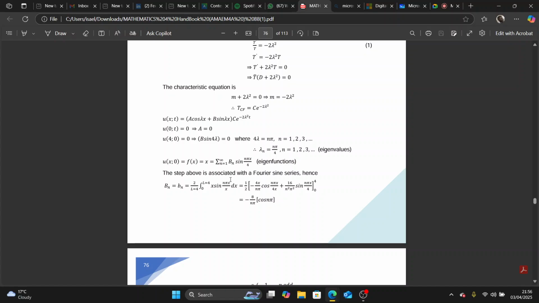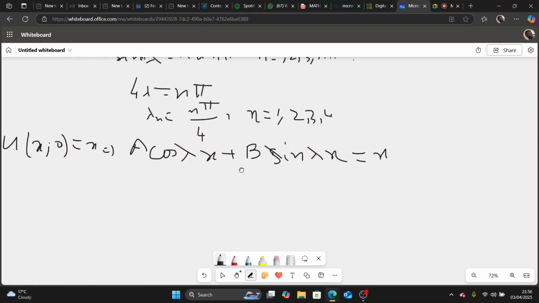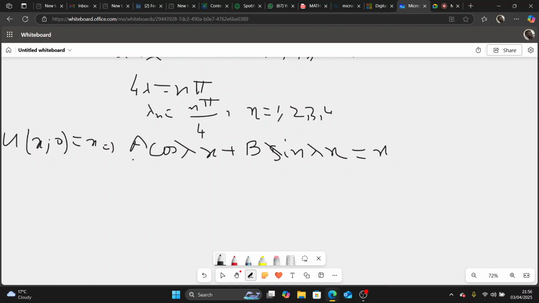u(x) is equal to f(x), which will be the sum from 0 to infinity of b_n sine(n pi over x). Now how do we get here again? Okay, here we go. Yeah, I see why. Do you agree that this part here will be 0, manager? No, not the cos. The cos will not be 0.